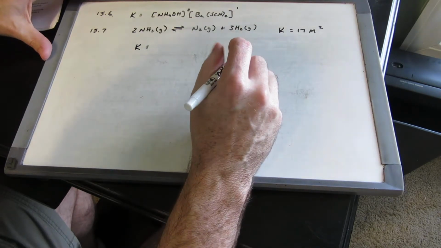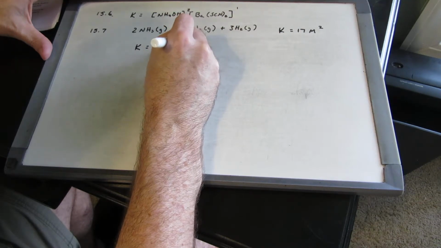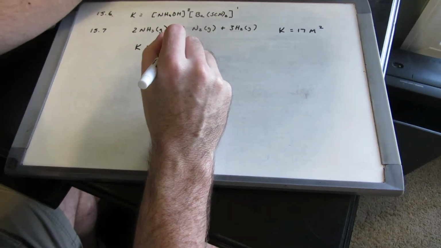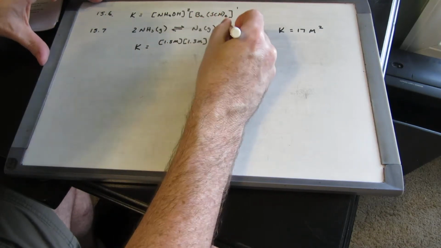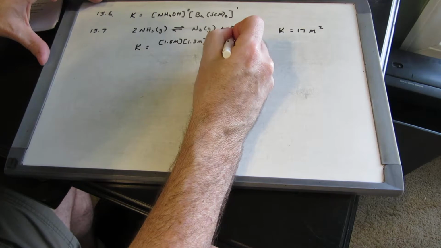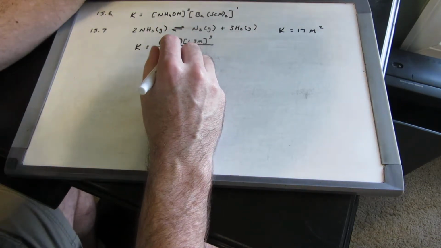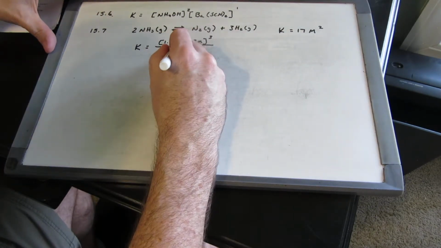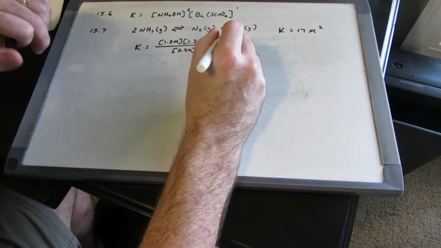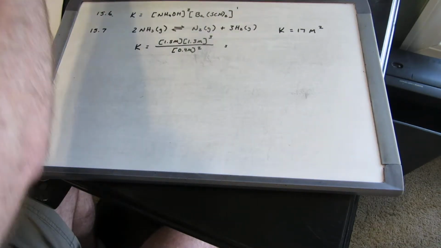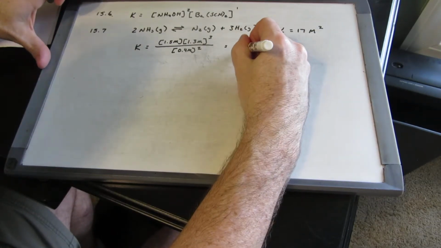So the concentration of N2 is 1.5. The concentration of H2 is 1.3 molars. We've got to be careful. We have to cube that because the coefficient is 3. And then the concentration of NH3 is 0.4 molars, and we need to square that. So when you run that through your calculator, you'll get a K of 20.6.